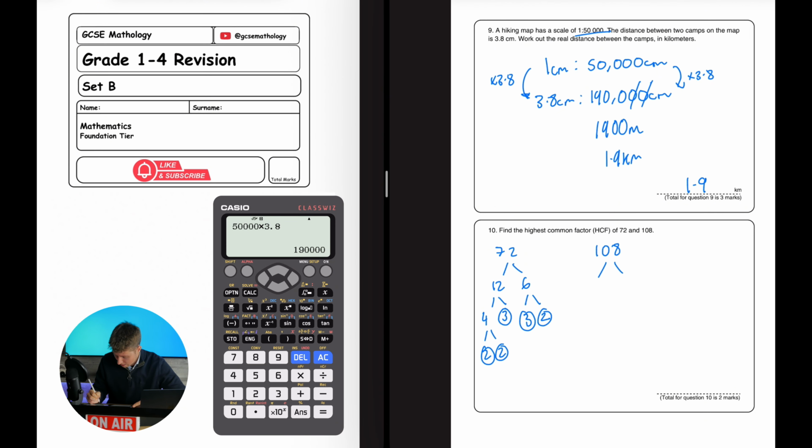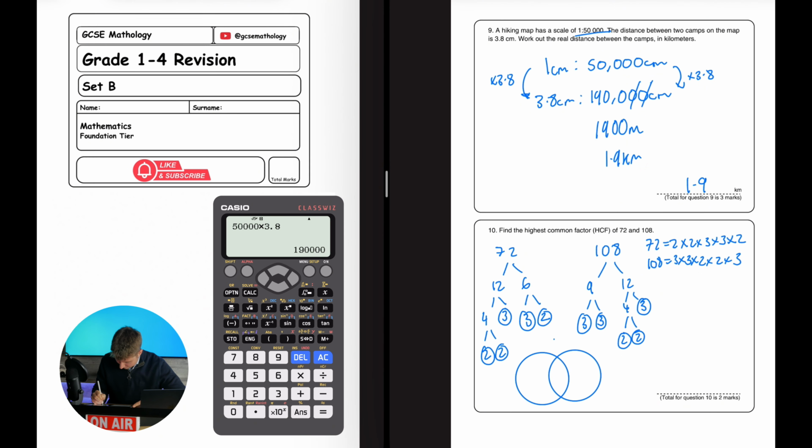We can split 108 off into 9 times 12. 9 can be split off into 2 3s. 12 can be split off into 4 and 3, and then circle the 3, and then the 4 can be split off into 2 2s. So 72 is equal to 2 times 2 times 3 times 3 times 2. And then 108 is equal to 3 times 3 times 2 times 2 times 3. Next I'm going to draw a Venn diagram.